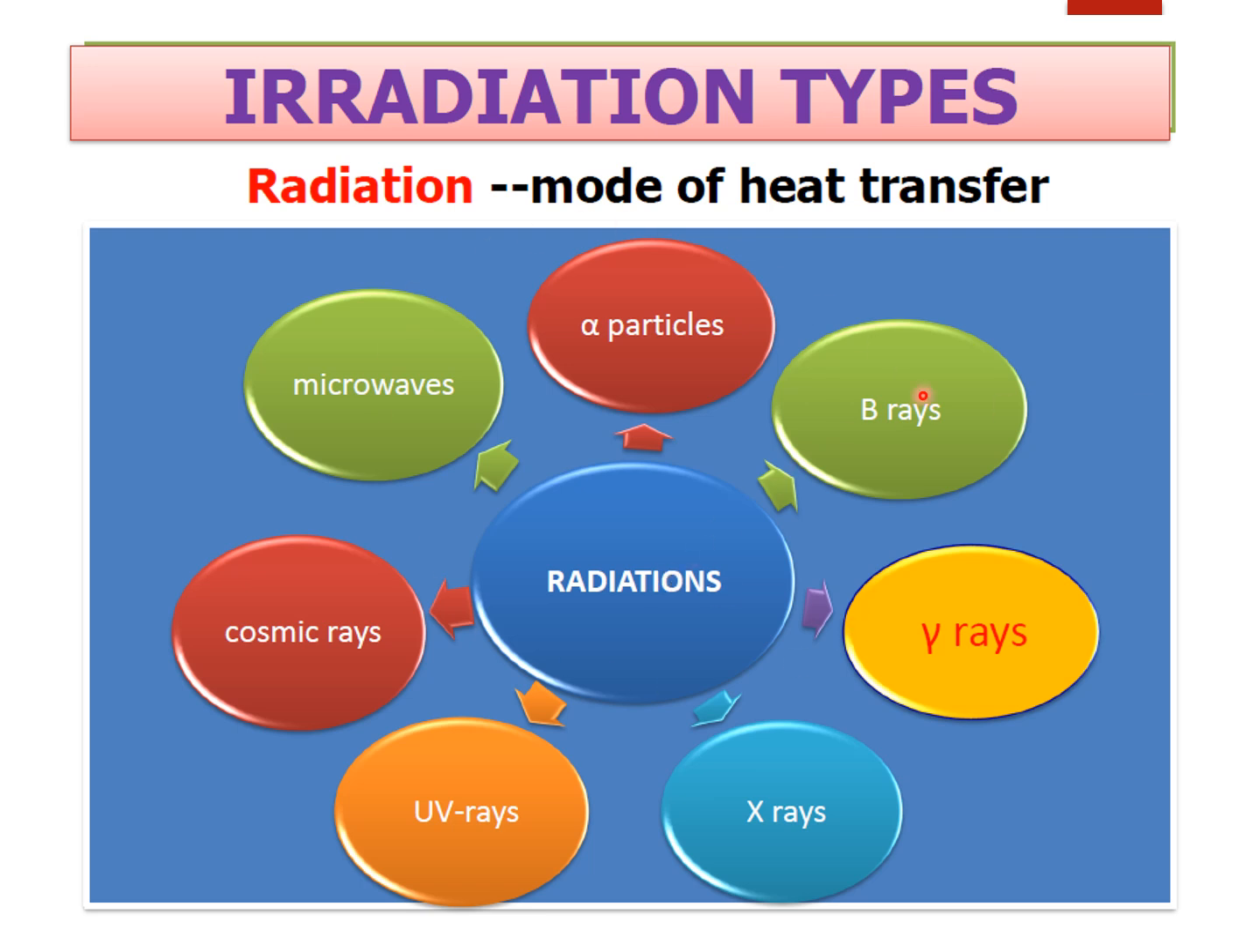These are the irradiation types: X-rays, UV rays, cosmic rays, microwaves, alpha particles, beta rays, and gamma rays.